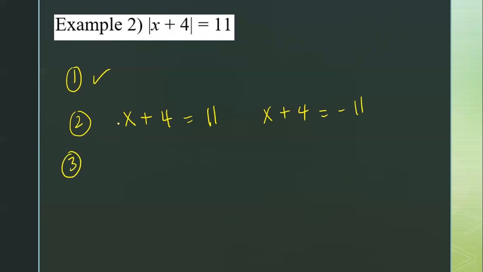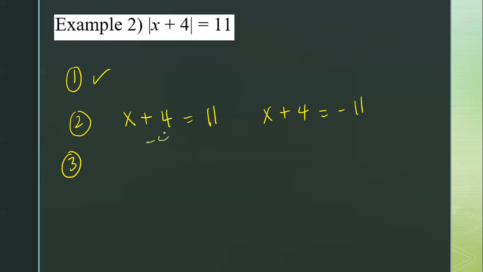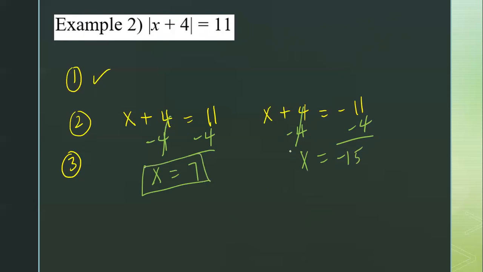Step 3 is to isolate the x. So what do I need to do to get x by itself? Subtract. I'm going to subtract 4 from everything, right? So these are going to cancel out, and I'm left with x equals, and 11 minus 4 is 7. Now over here, these cancel out, and I'm left with x equals, what's -11 minus 4? -15. So my two answers are x equals 7 and x equals -15.